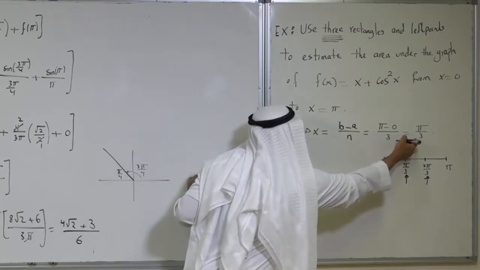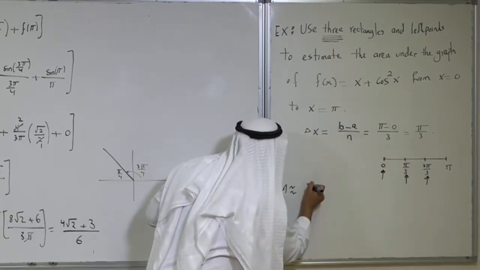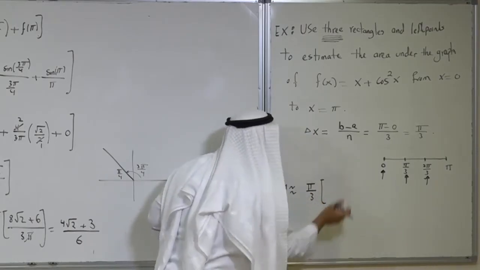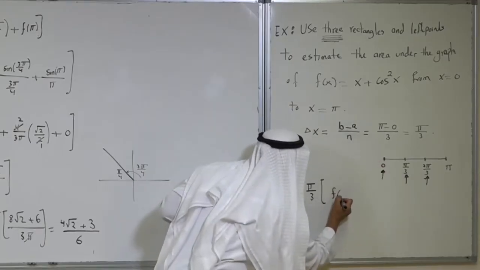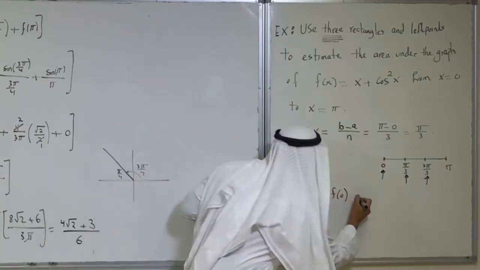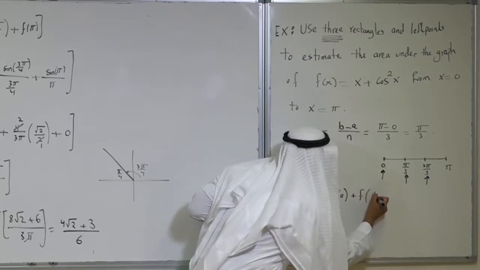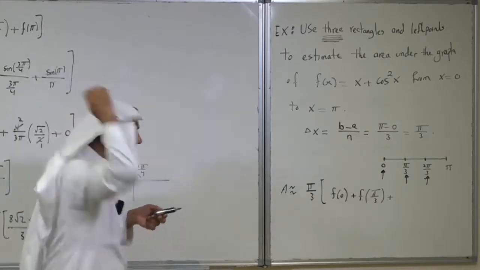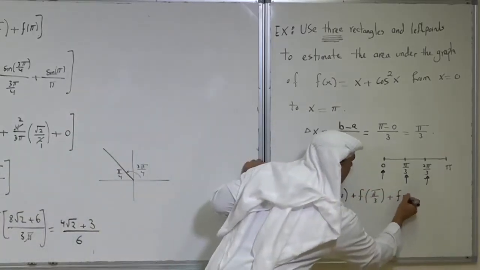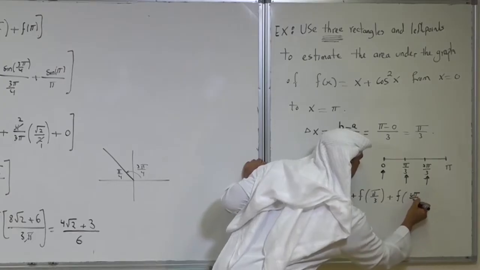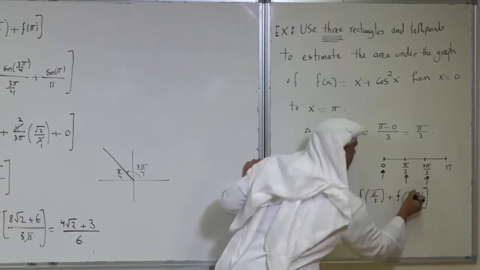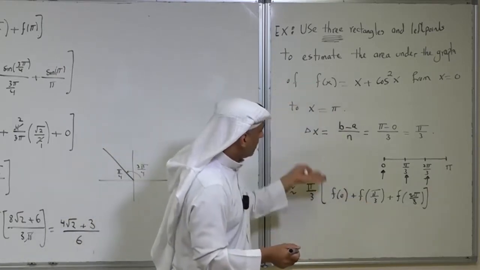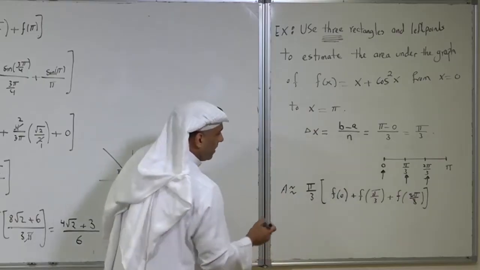What is delta x? Pi over 3. So that is pi over 3 times. This is the width of each subrectangle. What about the altitudes? It will be f of 0 plus f of pi over 3. That is the second sample point plus. Now, the third sample point will be 2 pi over 3. So it is f of 2 pi over 3. Okay? This is the formula that approximates the area by using 3 subrectangles and using what? The left point approximation.